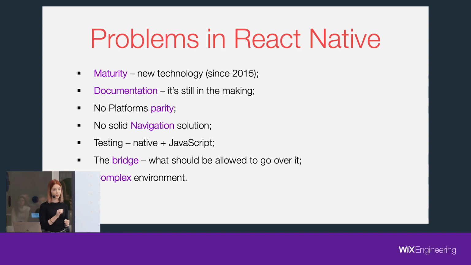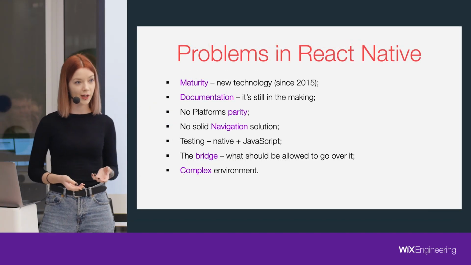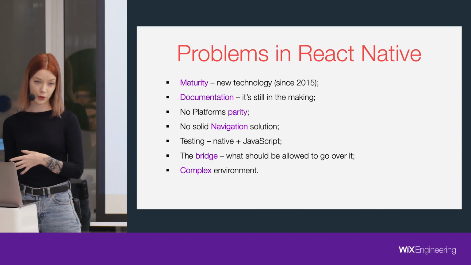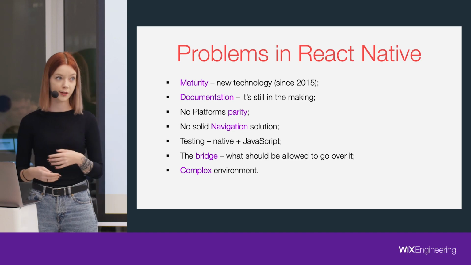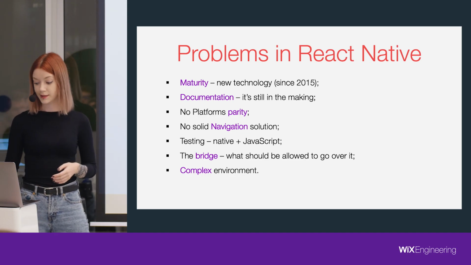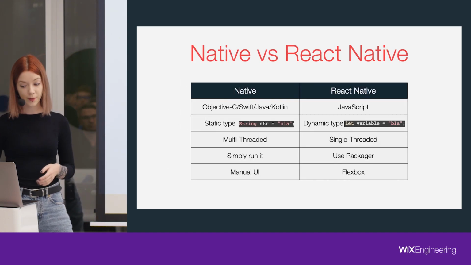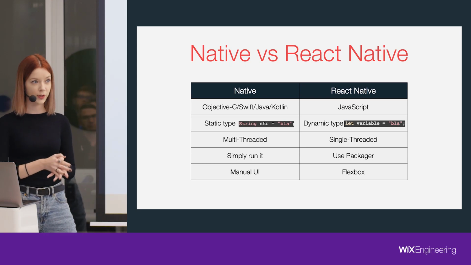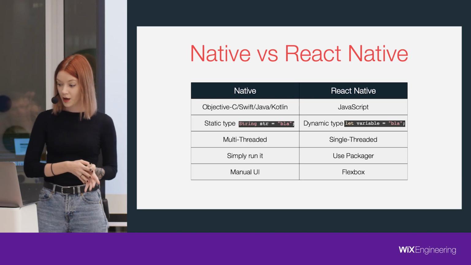The bridge that we use is costing a lot of time to do information transferring from native to JavaScript, so we need to think wisely what we want to send through it. And also, it's a complex environment to code with. And environment complexity is strongly influenced by the difference between native and React Native.